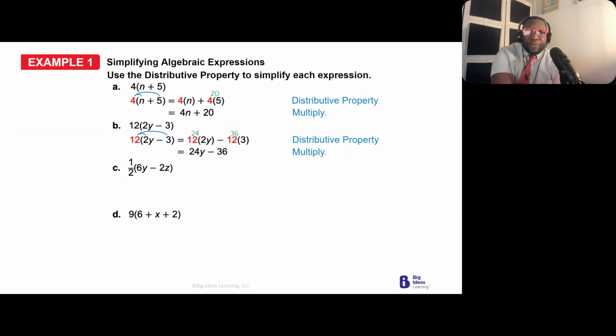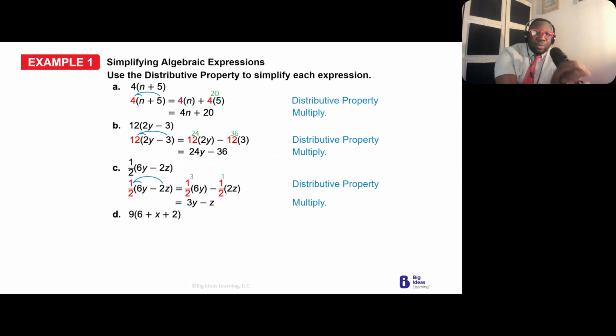1/2. What is 1/2 of 6? Half of 6 is 3, and half of 2 is 1. So this is going to be, when we simplify it, 3y minus 1z, or just z. Remembering that when we see that variable by itself, it's understood that the coefficient 1 is in front of it.